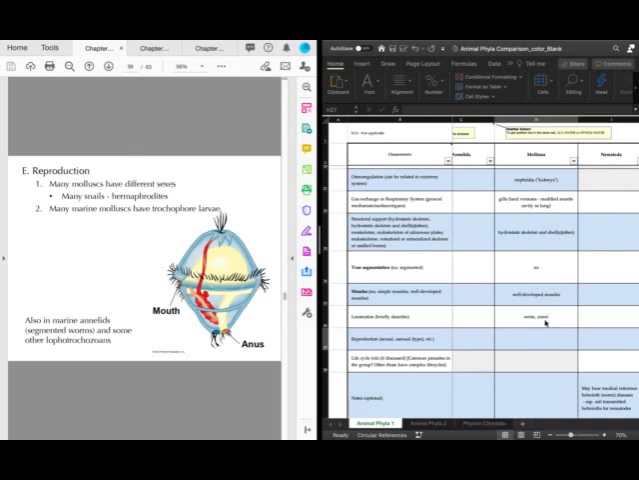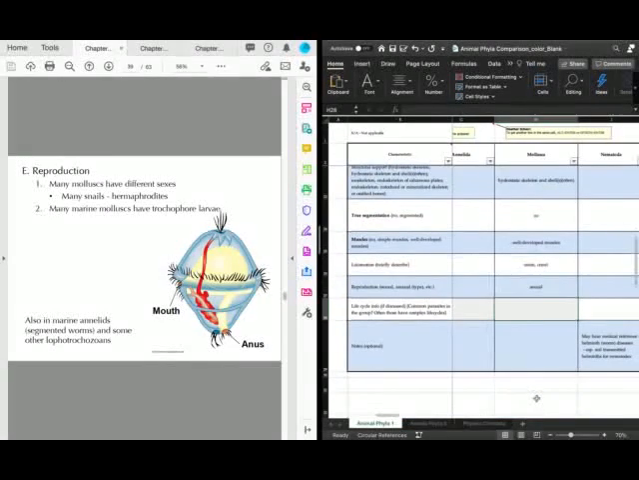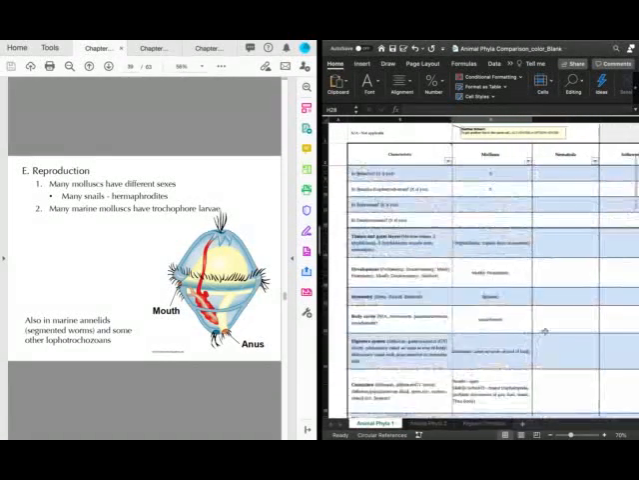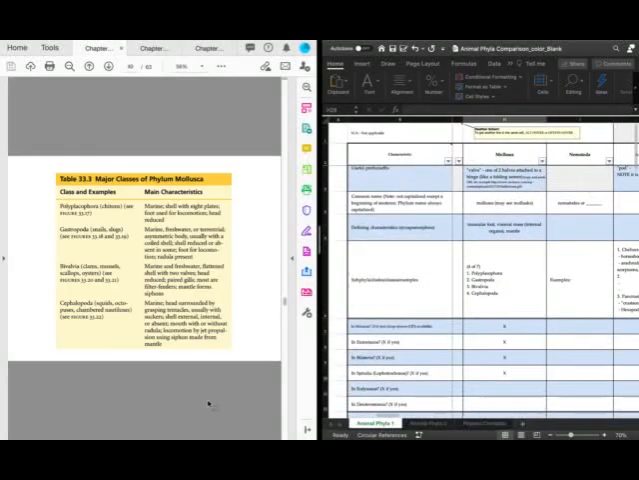Reproduction here. Many mollusks have different sexes. Some are hermaphroditic. Looks like those are all sexual though. Hermaphrodites still do sexual reproduction. Life cycle, not worried about that. Okay, so that's what I'd fill in for Mollusca.